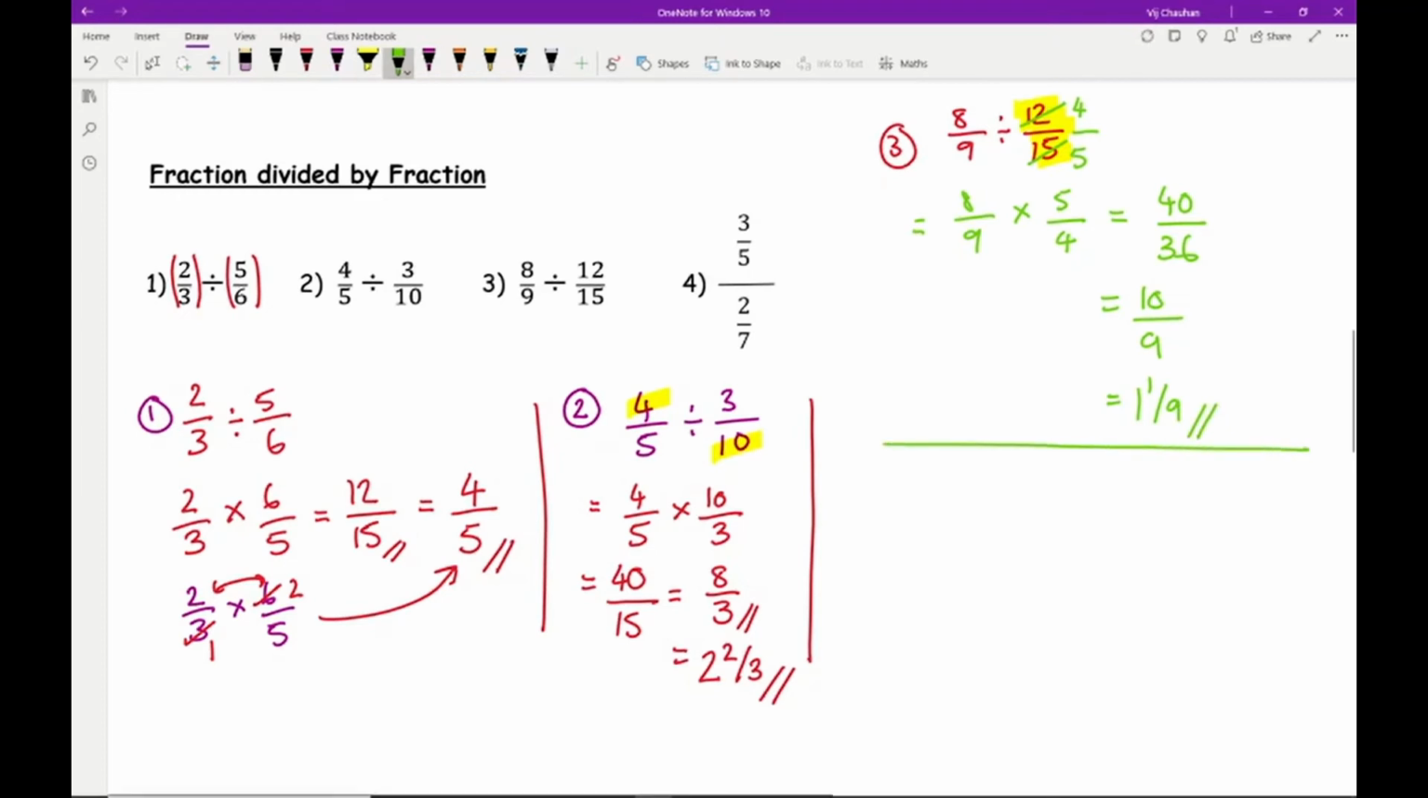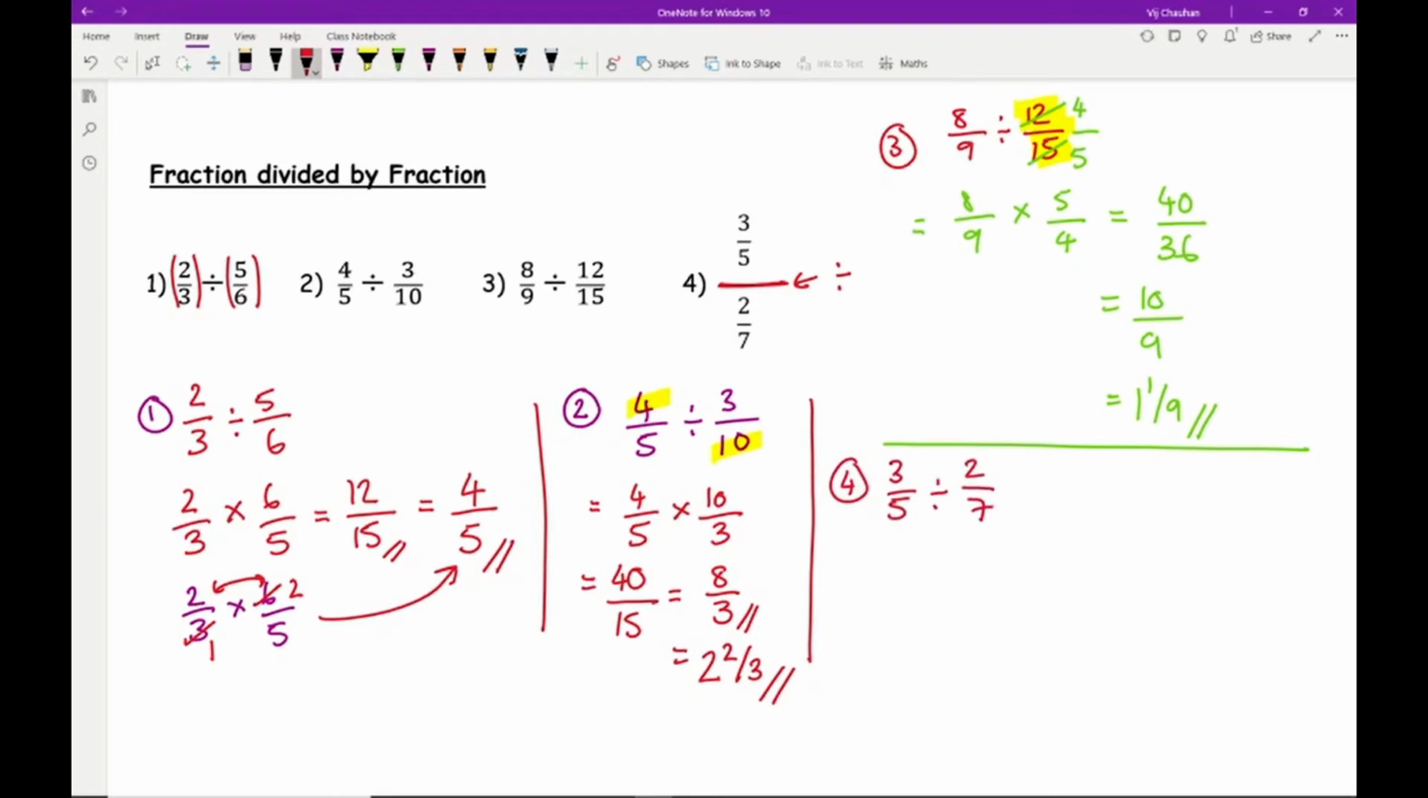Now finally with question 4, depending on what level you're working at, you might find you get a question that looks like this. Now if you've got any knowledge of algebra, one of the rules of algebra is we don't use a division symbol. Instead what we do is we write things as a fraction. So if you have got something written as a fraction, this basically means the same as divide. So question 4 is basically 3/5 divided by 2/7.